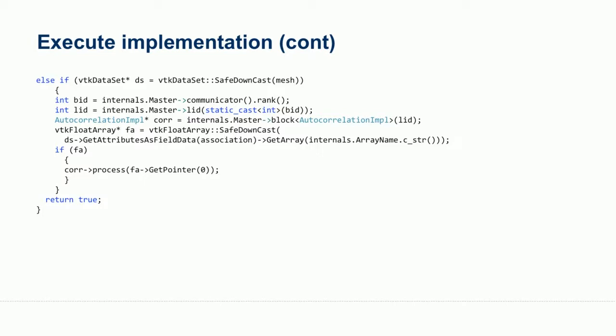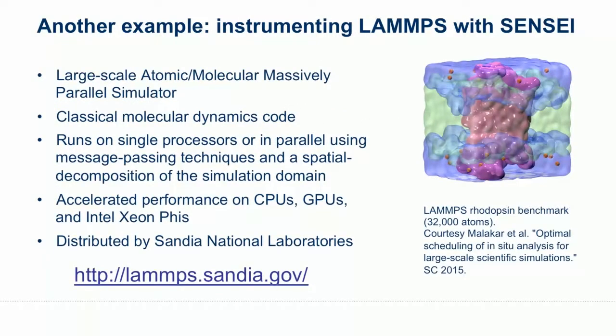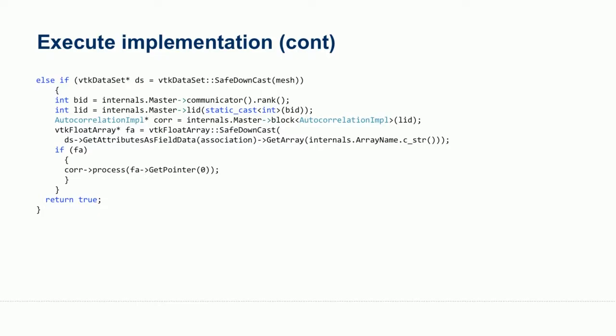We're getting the block ID. We're getting the autocorrelation implementation from DIY. We're downcasting to a float array, and we're getting a pointer to that data, and we're calling process on it. And finally, we're just returning true. So that's the autocorrelation analysis in its entirety.